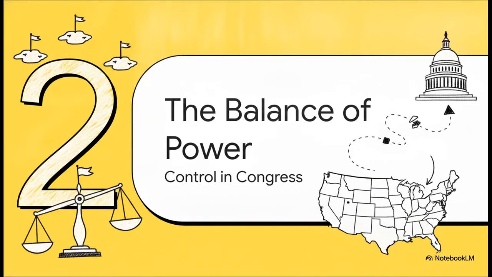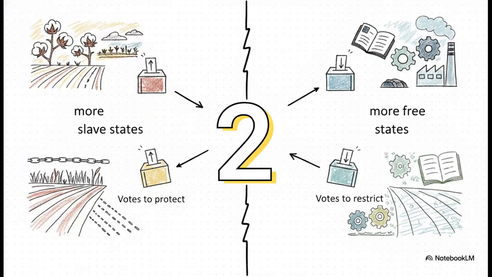And that leads us perfectly into Section 2, the balance of power. Now, to truly understand why adding new land caused so much chaos, we have to look at the mechanics of political power. I want you to focus on the number 2. This single number is literally the key to everything here. See, every time a new state joined the Union, regardless of how huge it was geographically or how many people lived there, it received exactly 2 senators in the United States Congress. More slave states meant more votes to protect slavery, while more free states meant more votes to restrict it.